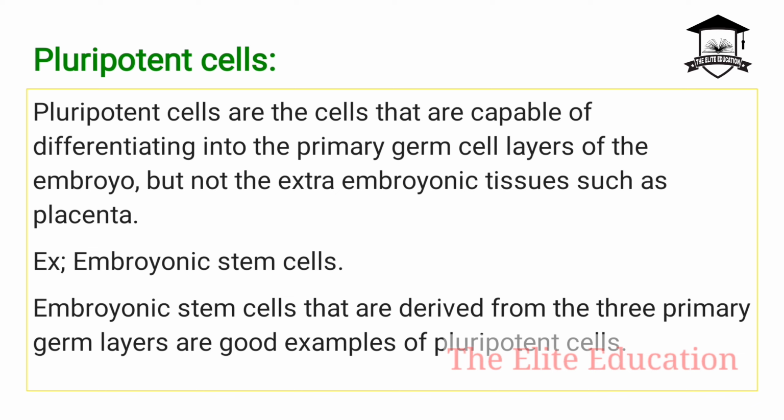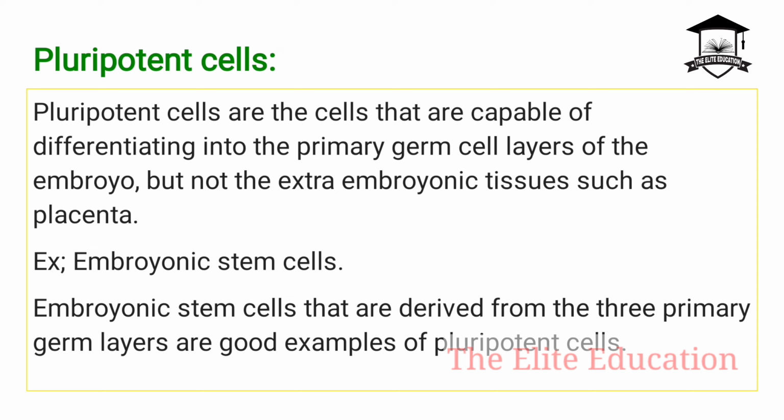So these cells are capable of giving rise to almost anything, but they're restricted. They can differentiate only into the primary germ cell layers of the embryo, like the ectoderm, endoderm, and mesoderm. That's it. They cannot give rise to any other extra tissues except for these three layers. One good example of such a tissue is the placenta.